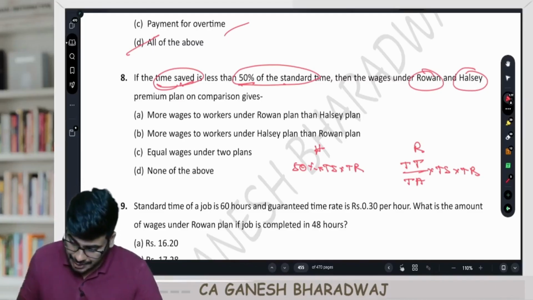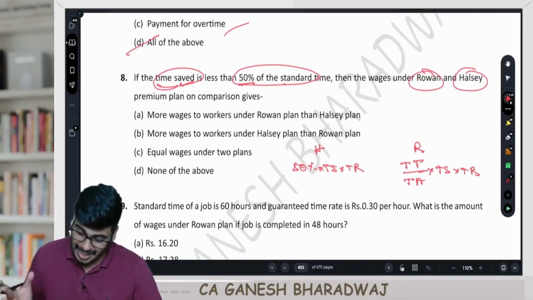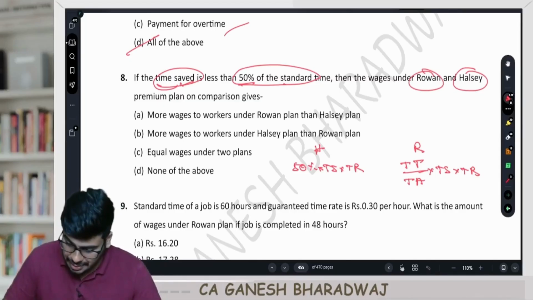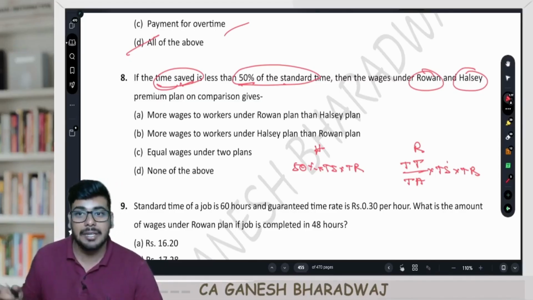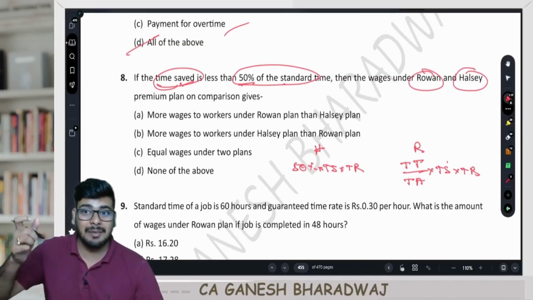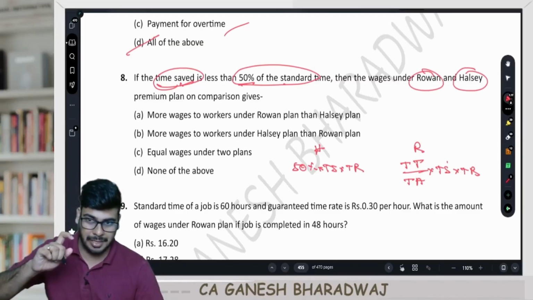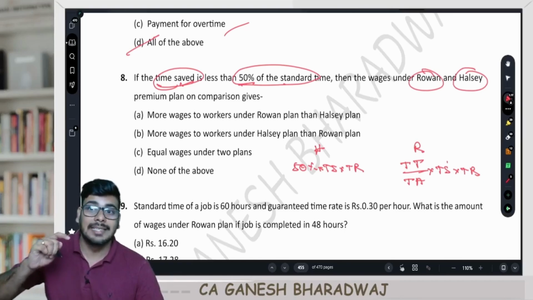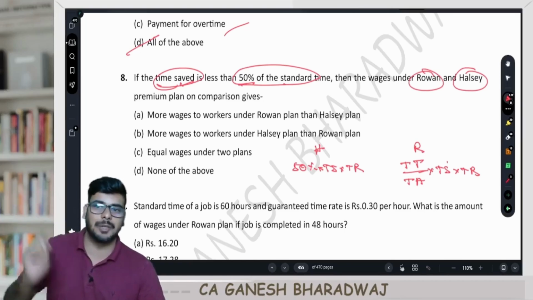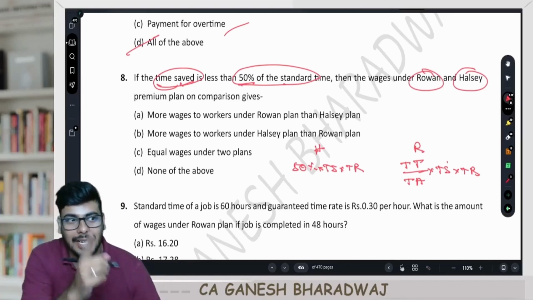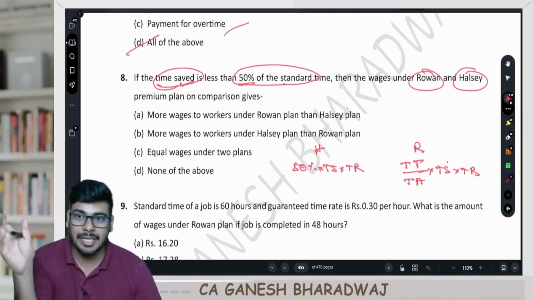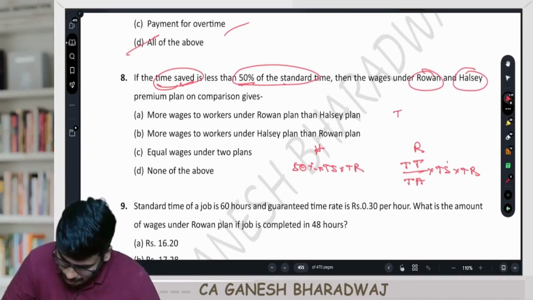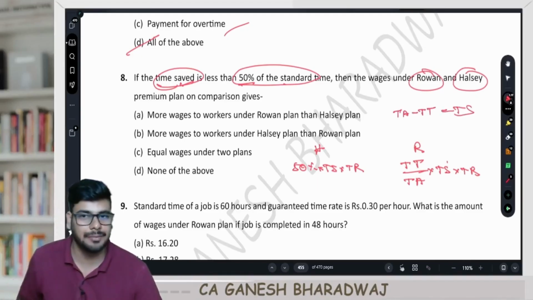If time saved is less than 50% of the standard time, it means the time taken is more than 50%. Correct, guys? Are you clear with this? Time allowed minus time taken is equal to time saved.